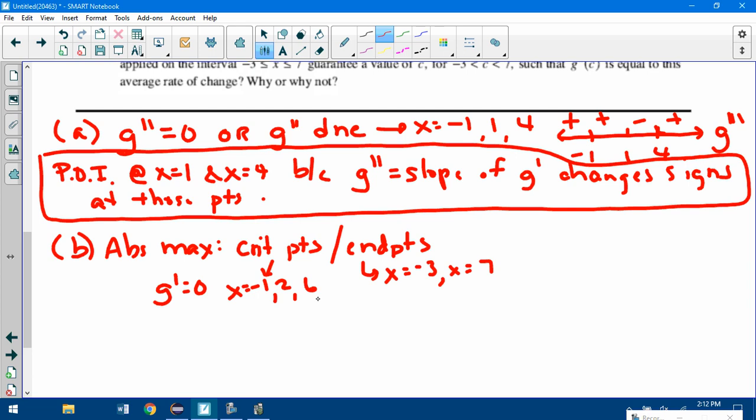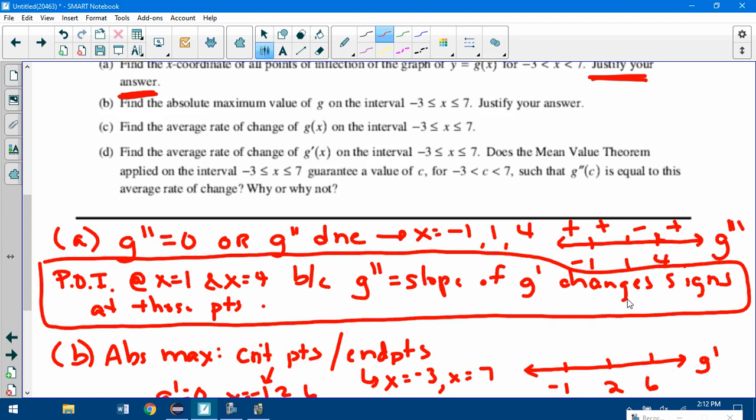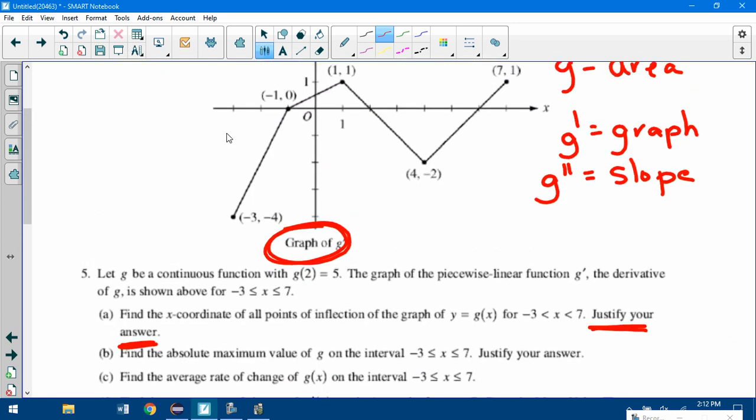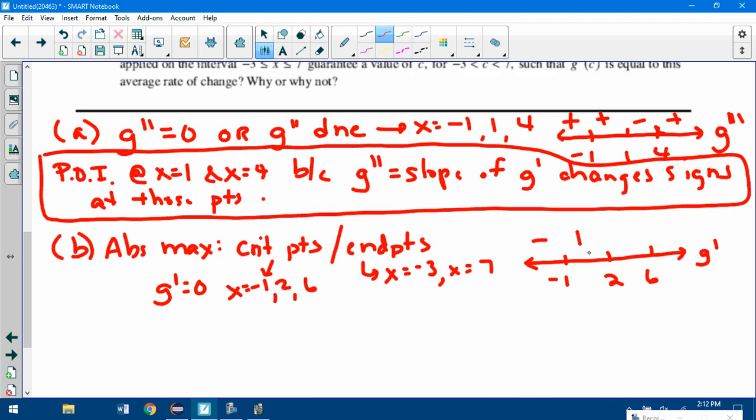We only care about maxes, so let's do a number line test with g prime this time on those critical values, -1, 2, and 6. And again, if I want to do positives or negatives and I'm looking at g prime, I'm looking at just the graph. Before -1, the graph's below the x-axis, so that's negative. After -1, it's positive. So this goes negative, positive.